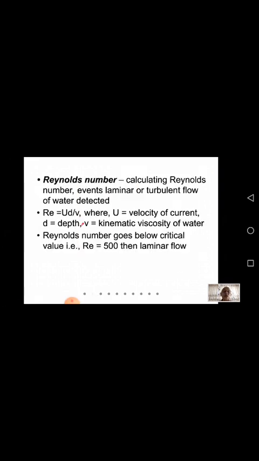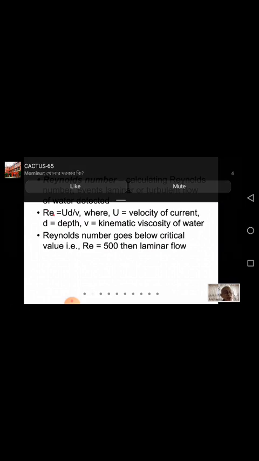Reynolds number. By calculating the Reynolds number, we can detect whether the flow of water is laminar or turbulent. So Re, that is the Reynolds number, tells us whether we have laminar flow or turbulent flow.